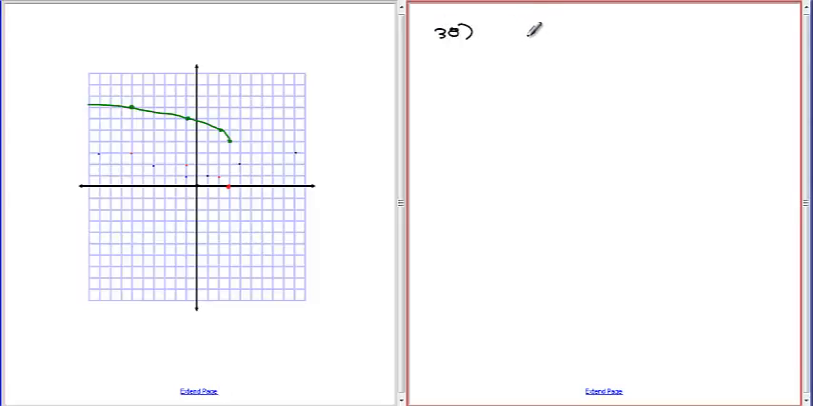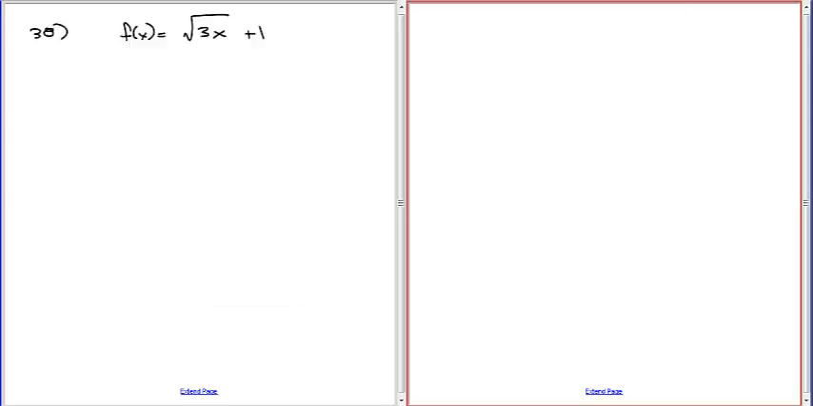So 38 is f of x equals the square root of 3x plus 1. So how do we handle this? Because we have a non-1 unity coefficient in front of the x term. So that's either going to stretch it or shrink it in the x direction. It's going to be centered around the origin from the x perspective.